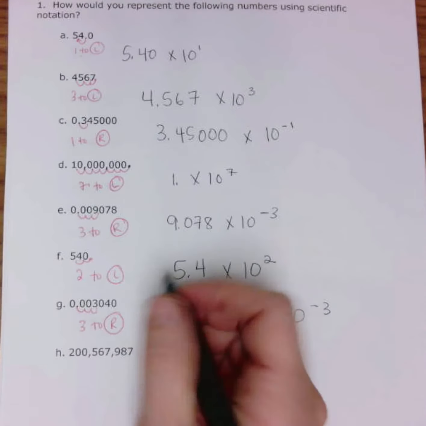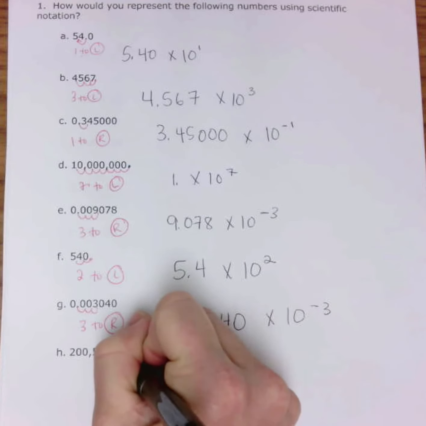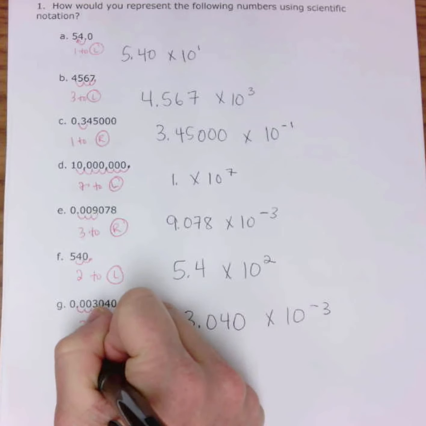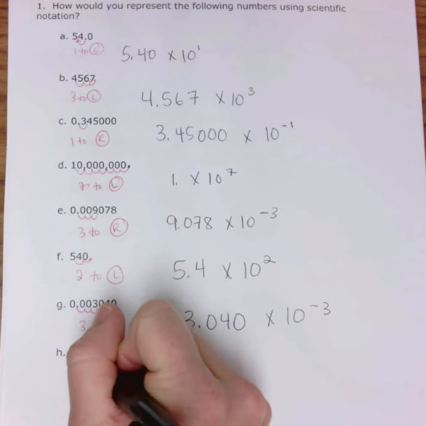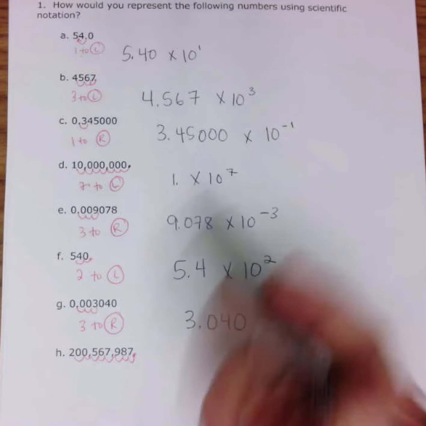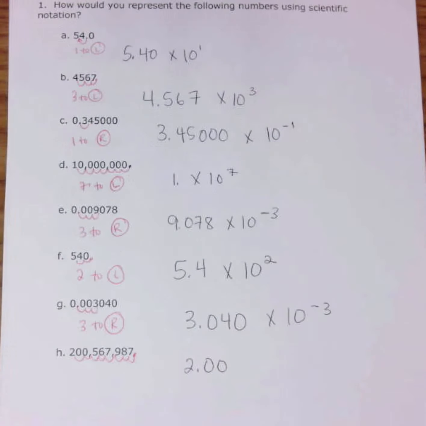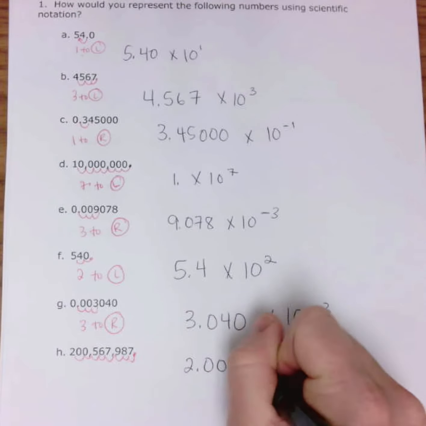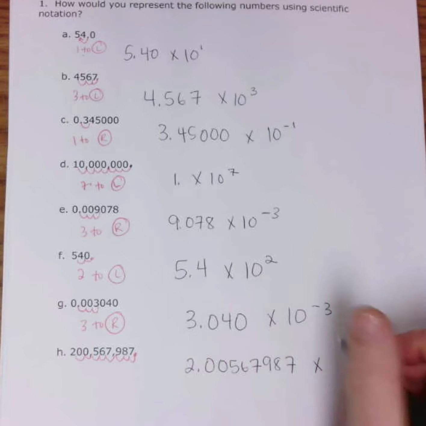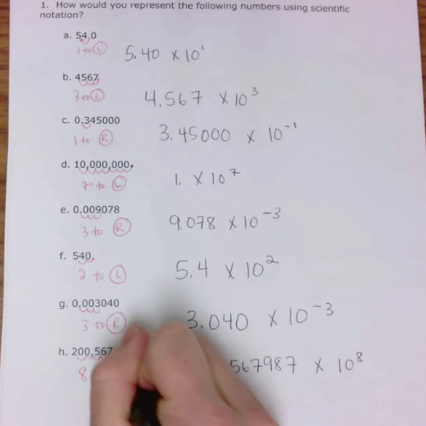And then the last one, the decimal is going to go 1, 2, 3, 4, 5, 6, 7, 8. So that will be 2.00567987 times 10 to the 8th. So it was 8 to the left.